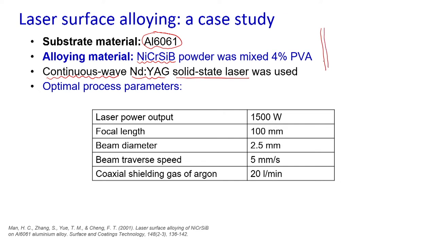And after deciding the substrate material and the alloying material, a lot of experiments were carried out, and it was noticed that a power of 1500 watt, focal length of 100 mm, beam diameter of about 2.5 mm, beam traverse speed of 5 mm per second, and the coaxial shielding gas of argon flowing at a rate of 20 liters per minute, are the optimal levels of parameters which are generating a good quality alloy.